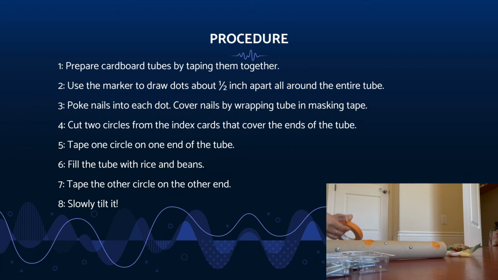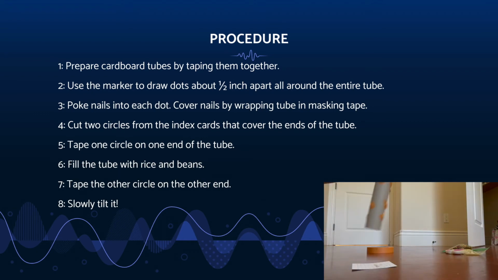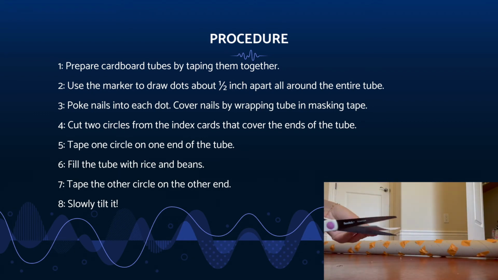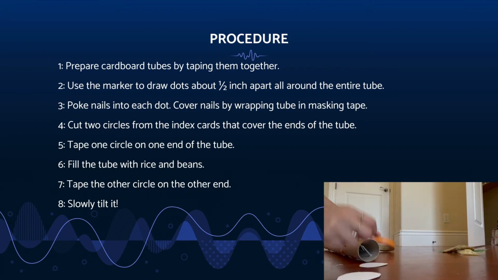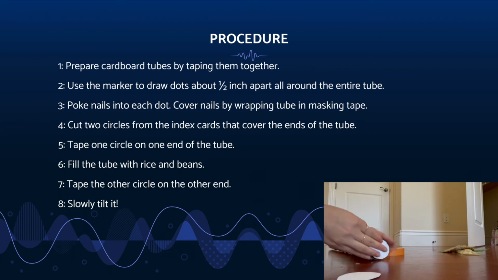Then you're going to use your marker again and trace around the tube onto an index card so that you have a circle that is the size of the tube, and you can cut those out. And you will tape one circle onto one end of the tube. So you're closing off one end.